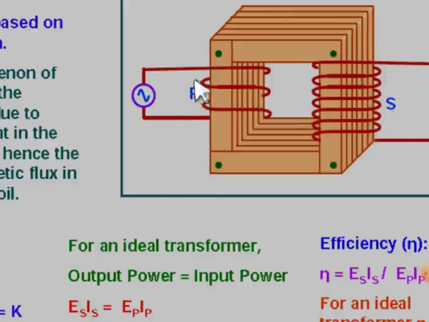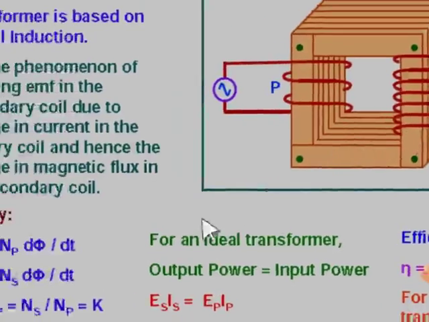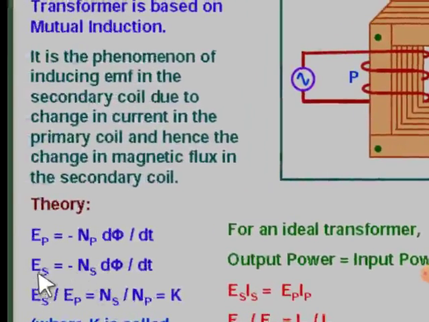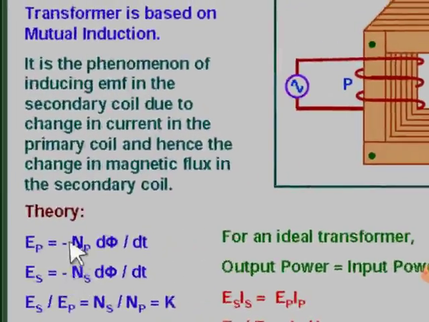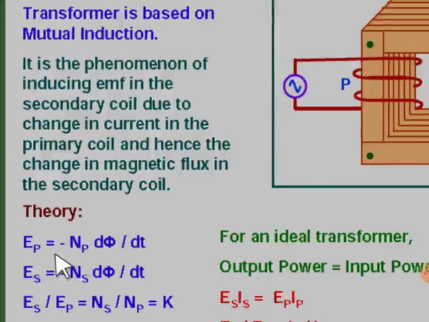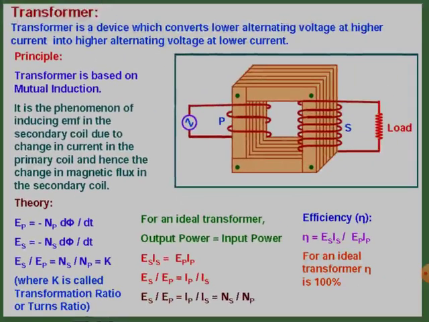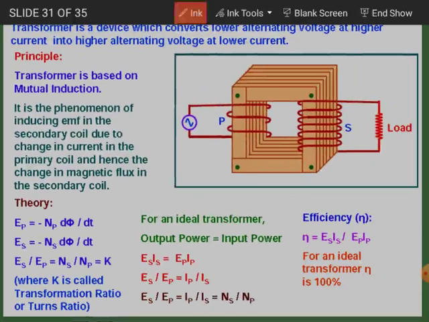Now if the total number of turns in the primary coil is denoted by NP, let's denote the total number of turns in the secondary coil by NS. So the induced EMF set up in the secondary coil will also be equal to the rate of change of magnetic flux times the total number of turns in the secondary coil. Both apply Faraday's second law of electromagnetic induction, and the minus is due to Lenz's law. As we have considered that there is no leakage of magnetic flux, the rate of change of magnetic flux is the same.